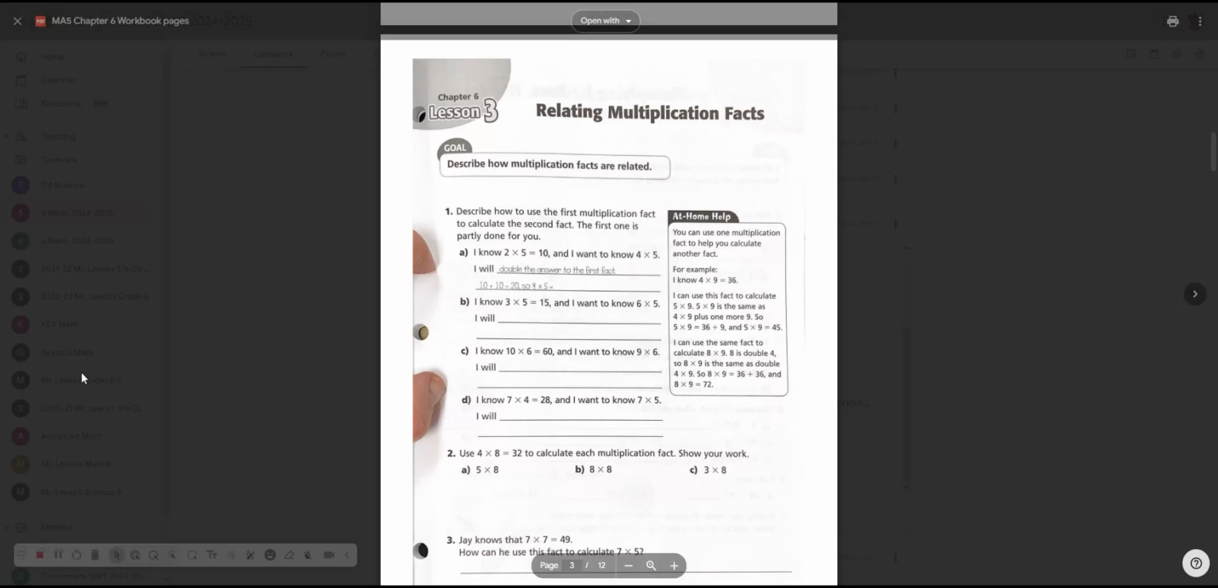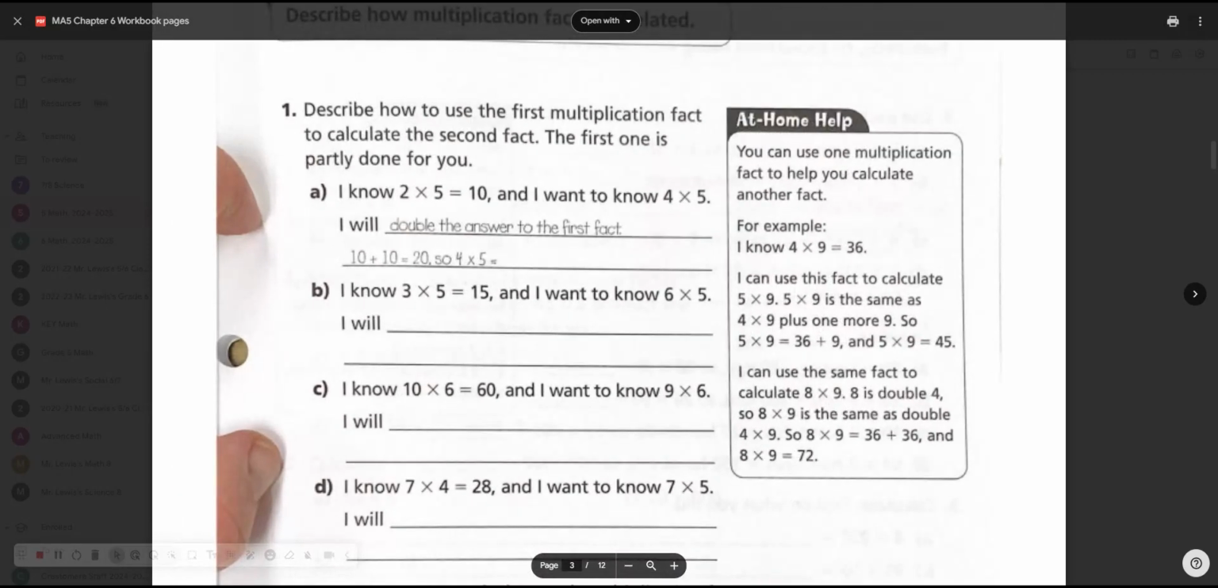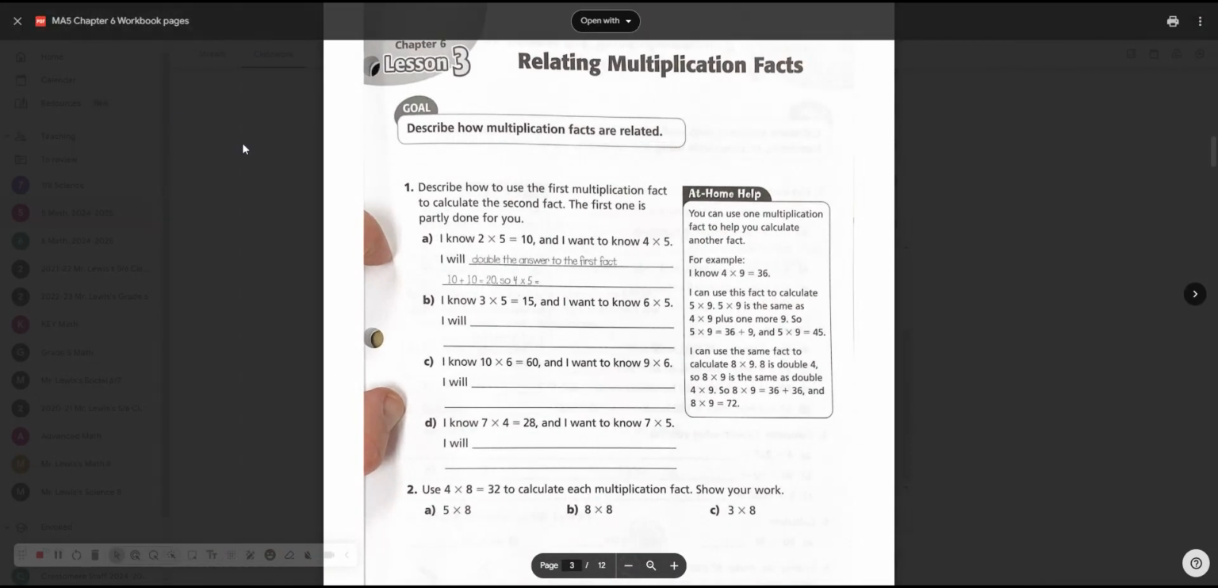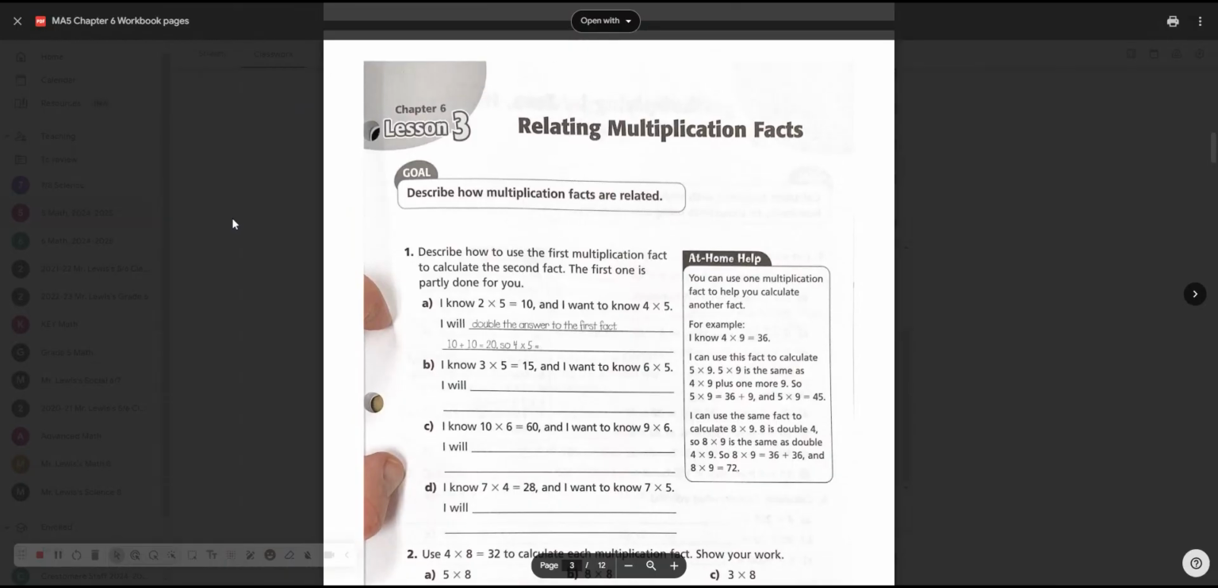Howdy, howdy, howdy. Here is the instruction video for lesson 3 and for lesson 4. So we're jam-packing two of them together. Why? Well, because the strategies we're going to learn in lesson 3 and lesson 4 are pretty darn similar.